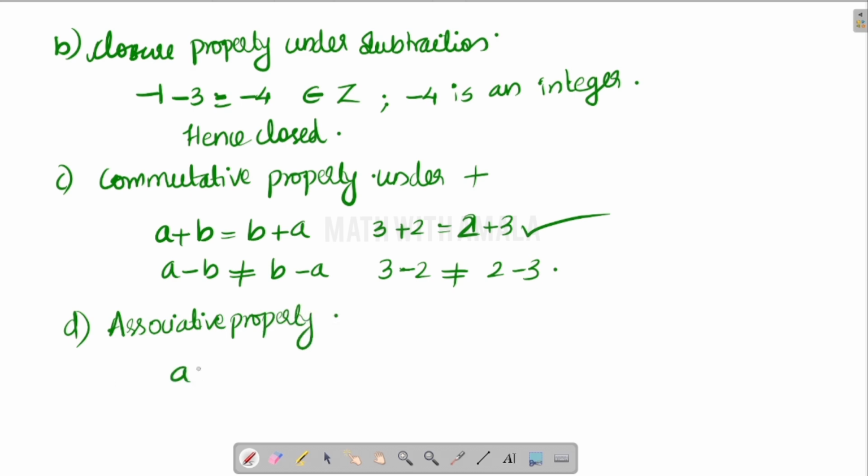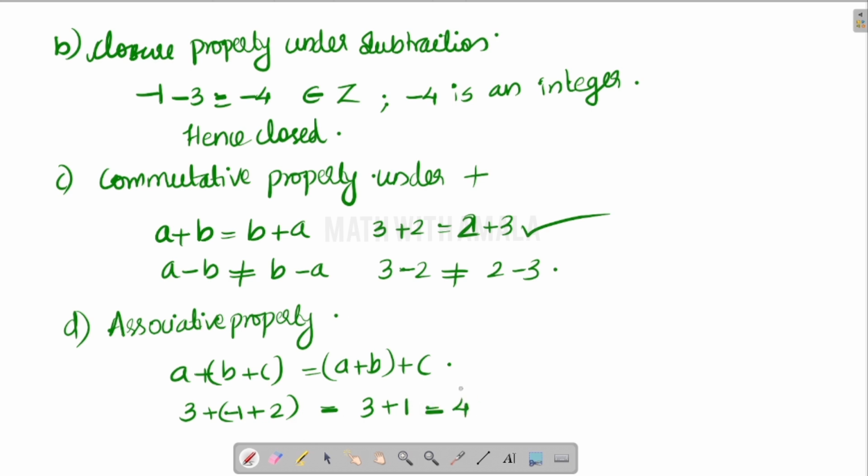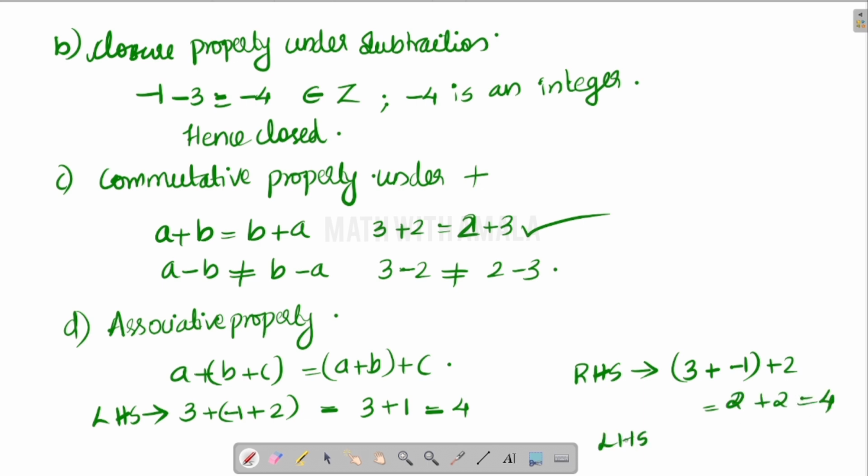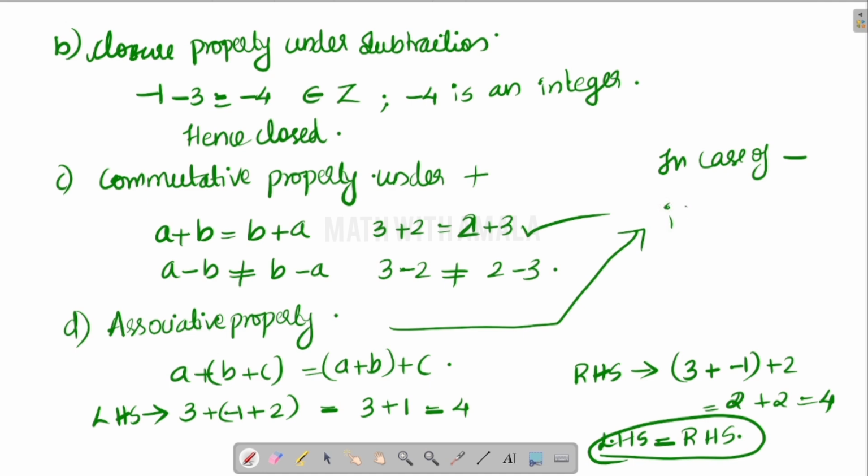Next is associative property. What is association? Yes, just associating the brackets. a plus (b plus c) equals (a plus b) plus c, and we are just associating the brackets. That means we just make an arrangement in the order of operation. In the first case, b plus c is done first. In the second case, a plus b is done first. So let's take the LHS and RHS. In both cases, we are getting 4. 3 plus (minus 1 plus 2) is equal to (3 plus minus 1) plus 2. Hence, in both cases, LHS and RHS are equal.